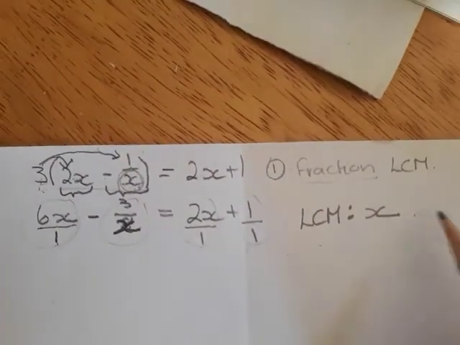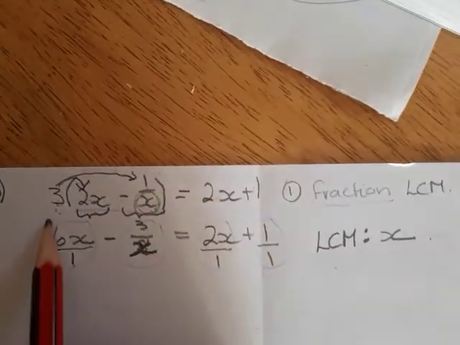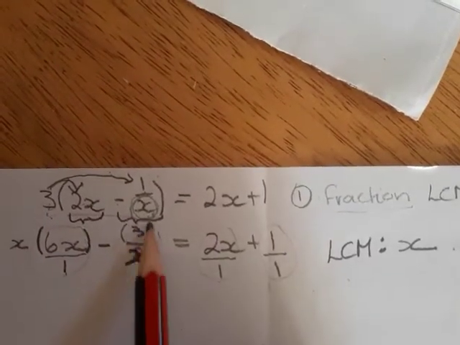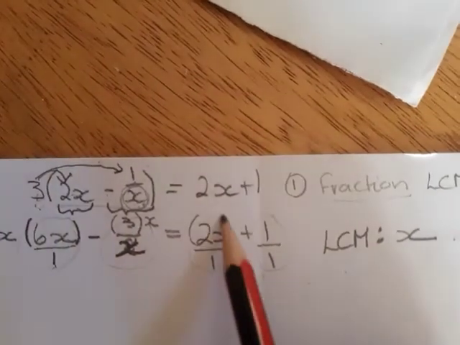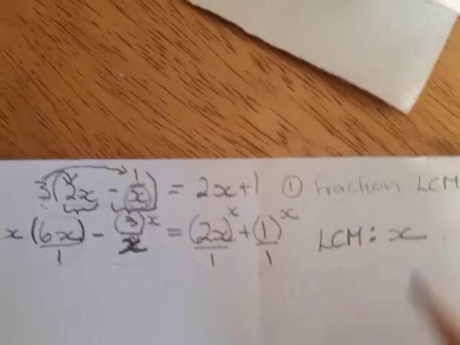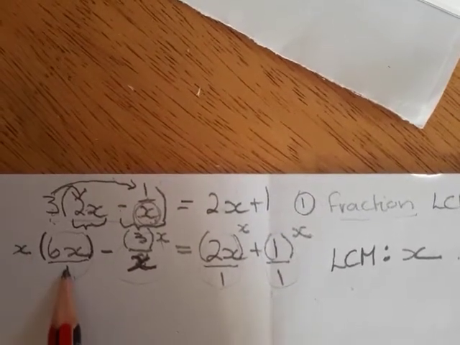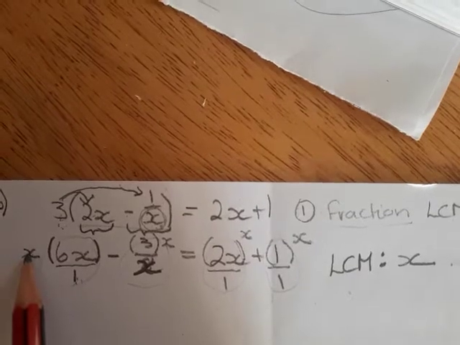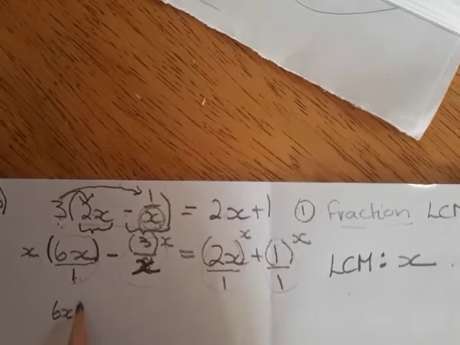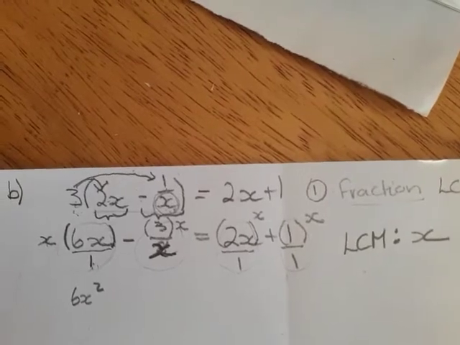Now you must multiply each term by the lowest common multiple. So now you're going to multiply this one by x, that one by x, that one by x, and that one by x. In this case, you cannot cancel, because the denominator and numerator are not the same. So this becomes x times 6x, which is 6x squared. Over 1, we're going to leave now, people, because we want to get rid of the denominator.